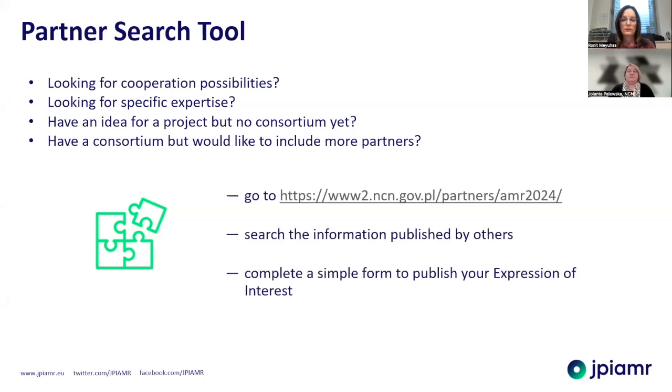So the partner search tool is an online tool that provides you with answers to those questions in a sense. All you need to do is go to the address given here in this presentation, but it is also given on the call page website, on the JPIAMR website. And then you either search for the information already published by others, and at this point we already have about 50 expressions of interest published, or you complete a simple form to publish your own expression of interest.